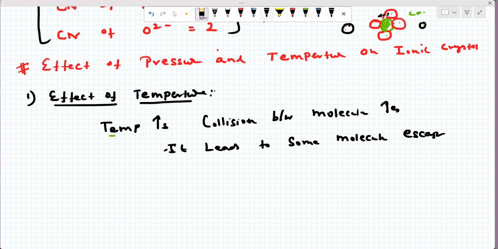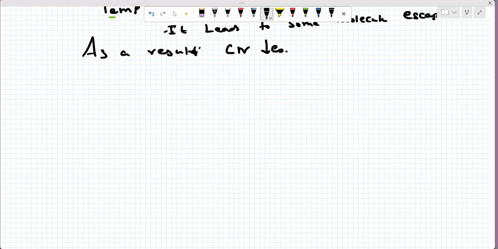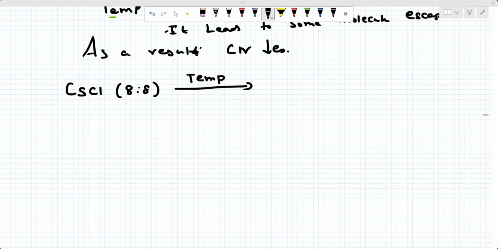It means the coordination number, as a result, decreases. This is very important. If I take cesium chloride, the coordination number is 8. If I apply temperature, if the initial coordination number is 8 and the temperature increases, some of the molecules escape from the surface, and the green atoms with the molecule escape.